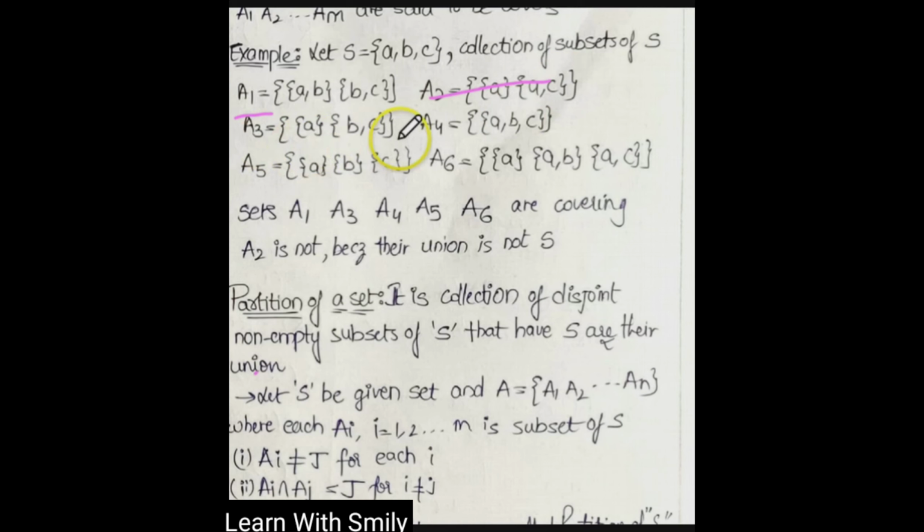A3 has A, B, C; A4 has A, B, C; A5 has A, B, C; and again, coming to A6, it is also having A, B, C. So these are called coverings, and A2 is not a covering at all because it doesn't contain all the elements of S.